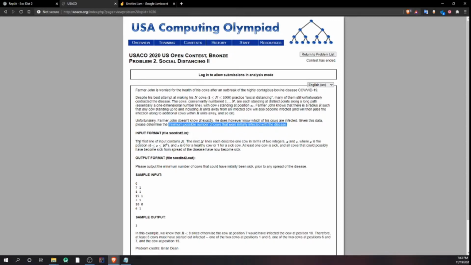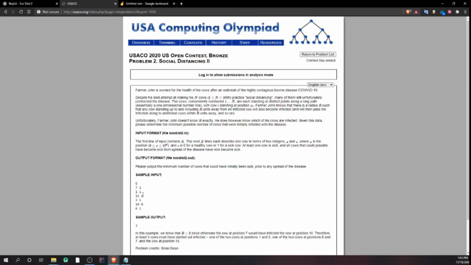For the input format, first we're given N, and then each of the next N lines describes one cow in terms of two integers x and s, where x is the position and s is whether it's sick or not. It's 0 for a healthy cow and 1 for a sick cow. At least one cow is sick, and all cows who could have possibly become sick have already become sick. We're asked to output the minimum number of cows that could have been initially sick prior to the spread of any disease. So let's take this data and try plotting it out and see what happens.